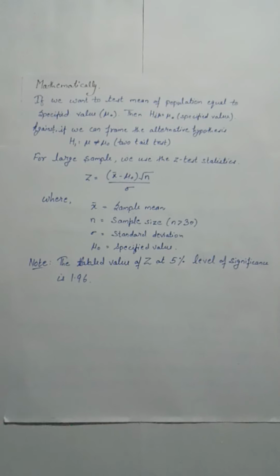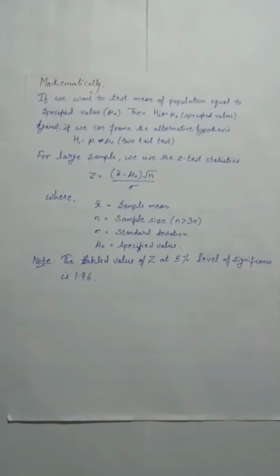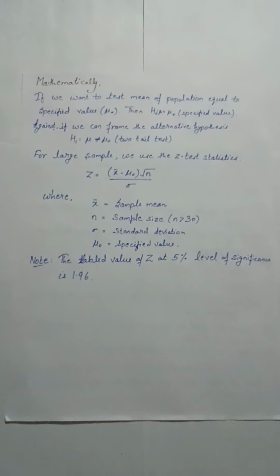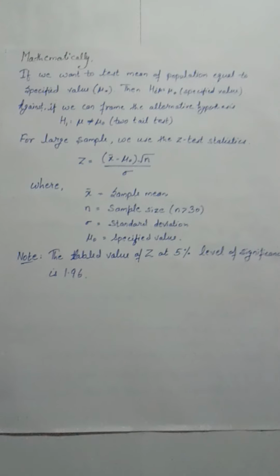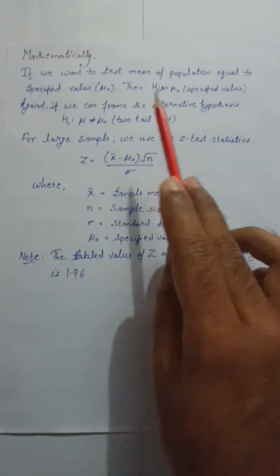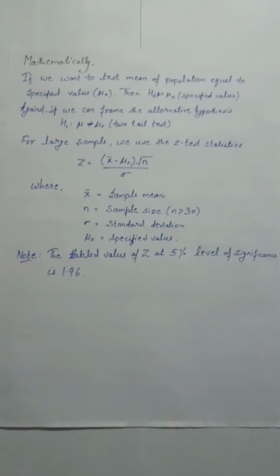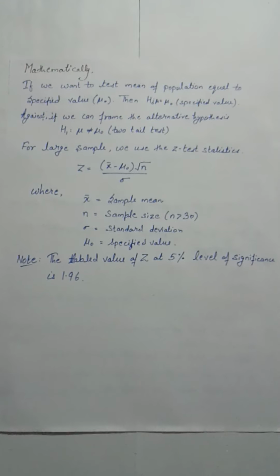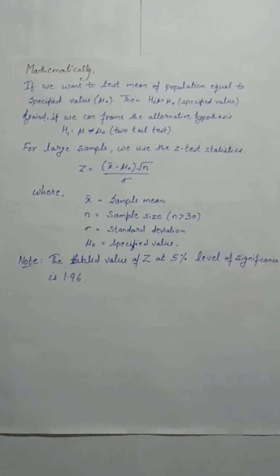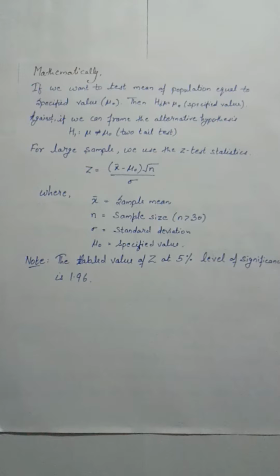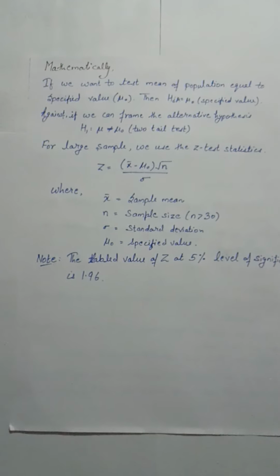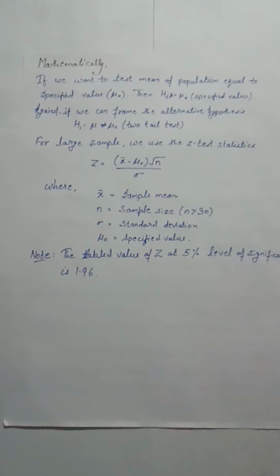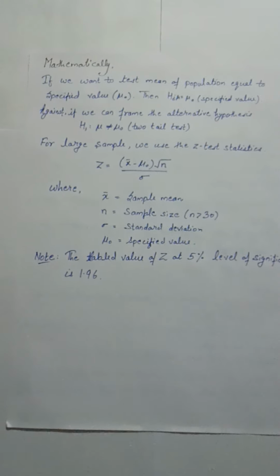Now that was a theoretical overview. Now let's come to it mathematically. If we want to test whether the mean of population equals a specified value mu naught, then H0, the null hypothesis, is considered as mu equals mu naught, where mu naught is the specified value. Against this, we will frame one alternate hypothesis, which is H1: mu is not equal to mu naught.